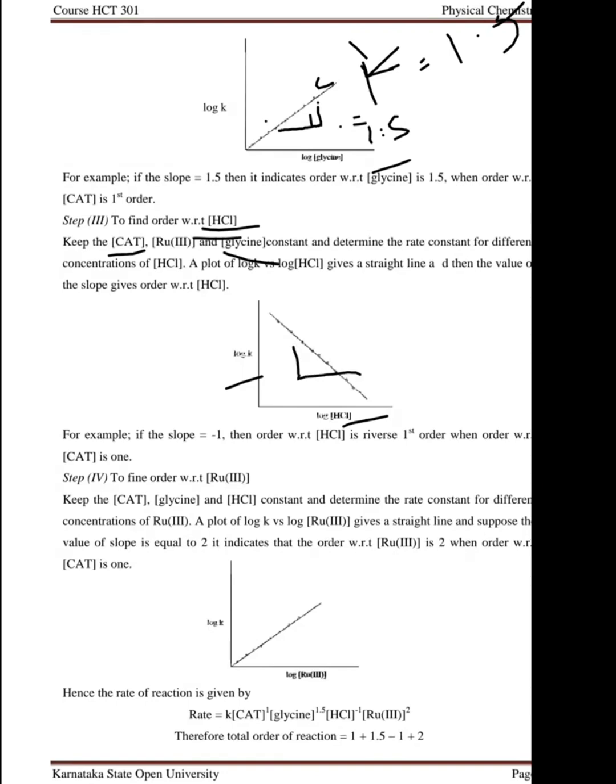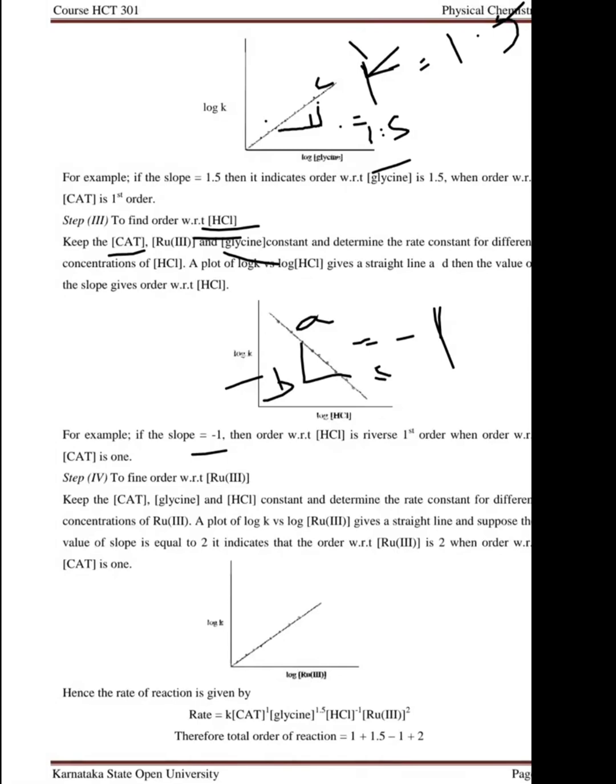For example, see A and B, this one and C. It can be written as A by B divided by B to C. So we'll get the value. It is on the negative side. For example, we have got the value -1. This is the rate constant of HCl, keeping the other molecules constant.